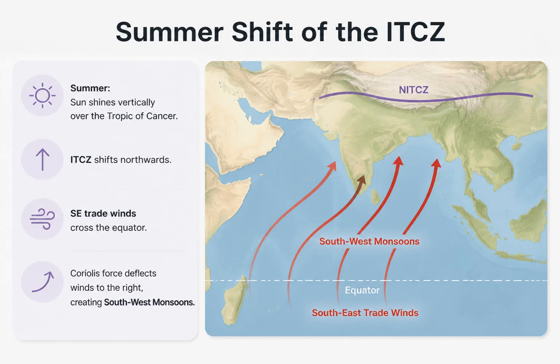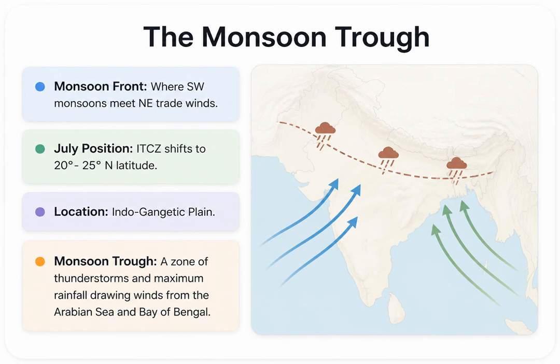The ITCZ is not stationary. It follows the sun. During the summer season, the sun shines vertically over the Tropic of Cancer, causing the ITCZ to shift dramatically northwards over the Indian landmass. Because the ITCZ has moved north, the southeast trade winds from the southern hemisphere are forced to cross the equator to reach it. As soon as they cross the equator, the Earth's rotation, specifically the Coriolis force, deflects them to the right. These deflected winds now blow from the southwest to the northeast, and we know them as the southwest monsoons.